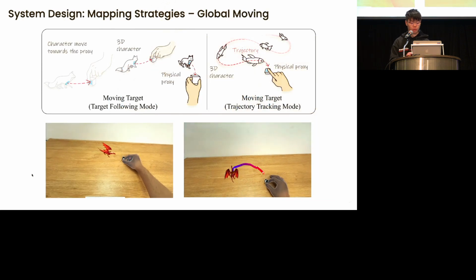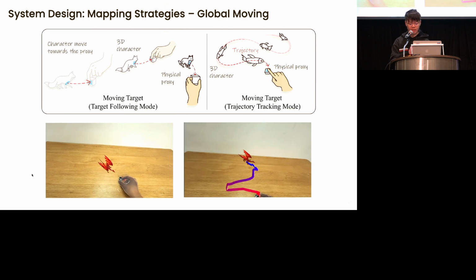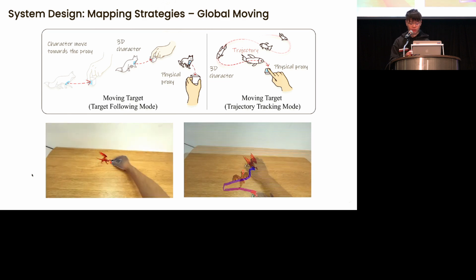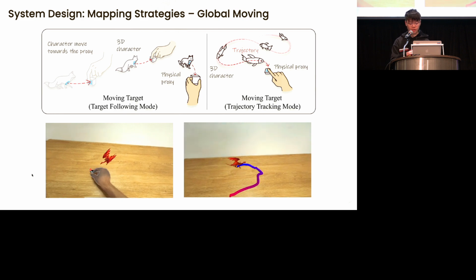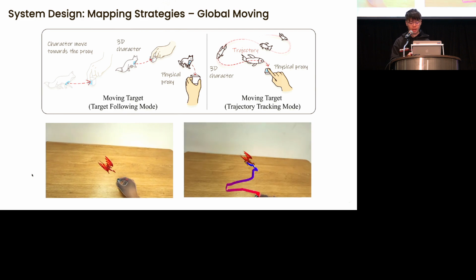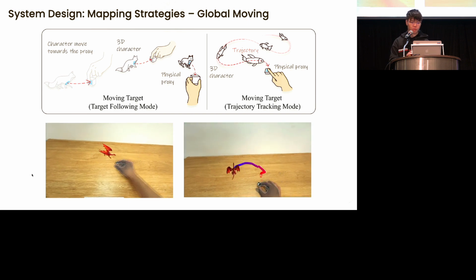In some cases, we are trying to focus on whole-body movement rather than just specific poses. For this, we allow users to control the character by having it follow a target or a trajectory drawn by the user, making it easier to animate large-scale motion.